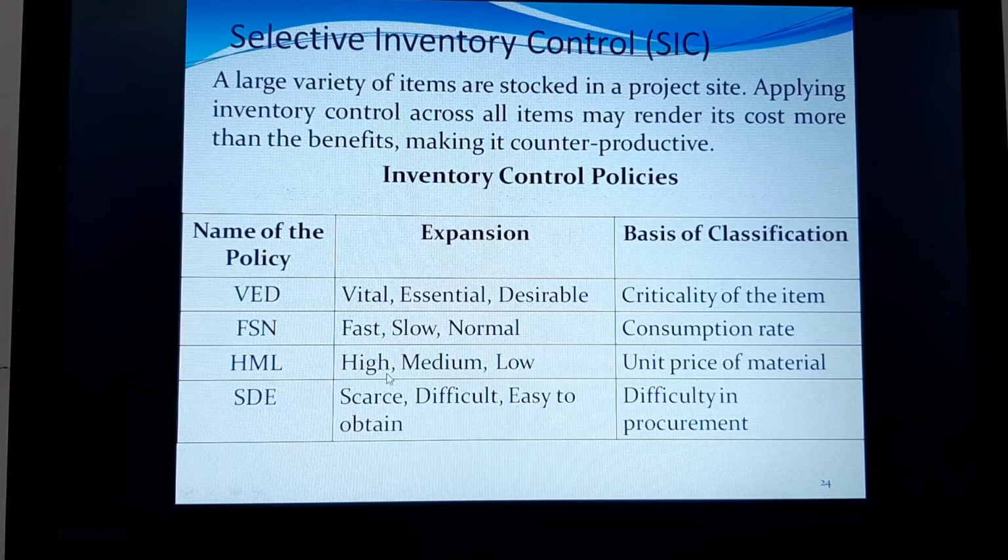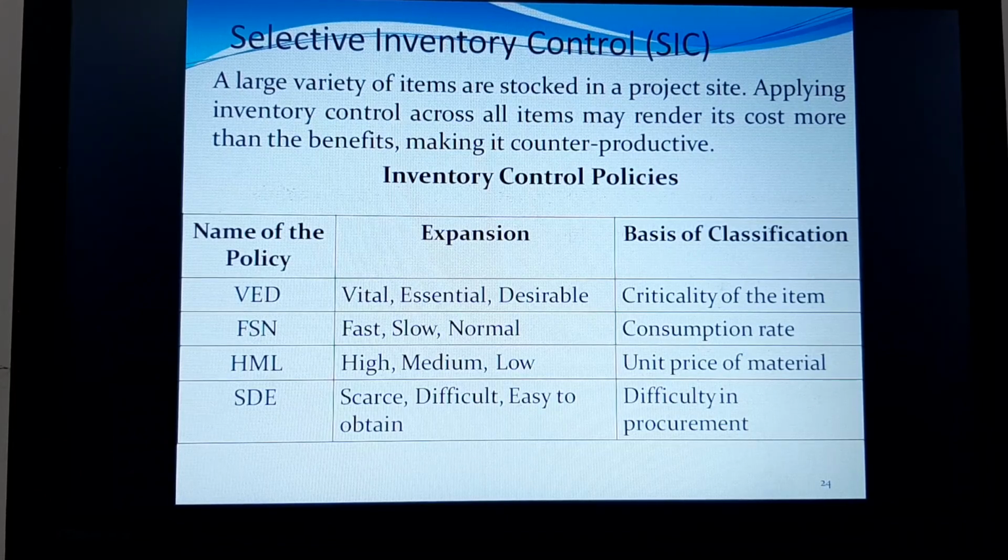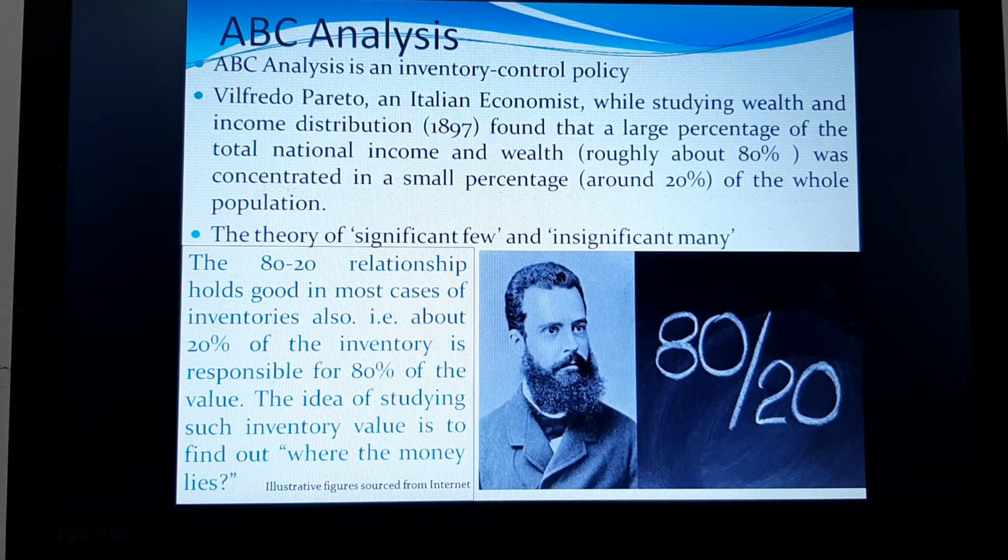And HML is nothing but high, medium, low. That means it depends upon the unit price of the material. You can have a high, medium, low type of policy. And here it is SDE, the difficulty in procurement, that is scarce, difficult, easy to obtain. So these are the conditions on which you have your selective inventory control, and these are the policies that we follow in inventory control. So in the next discussion we will go on to the ABC analysis. Thank you.